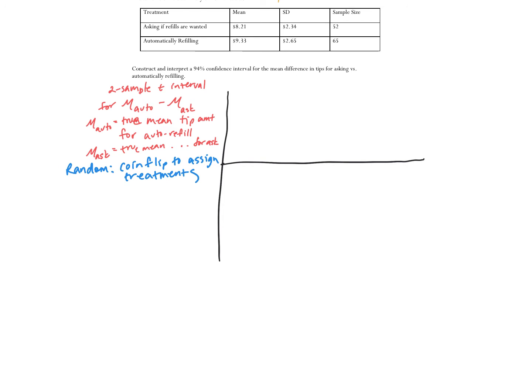Okay? What about that normal condition? They're greater than or equal to 30. So you're going to say n ask equals 52 and n auto equals 65. Those are in fact greater than or equal to 30. Okay, so again, that level of specificity is helpful.